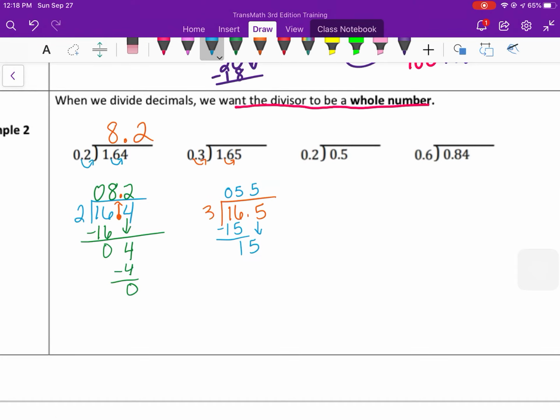Bring the 5 down. 3 fits into 15 5 times again. 3 times 5 is 15, 0. Then take the decimal and move it straight up in the answer. So 5.5 is my final answer for that one.